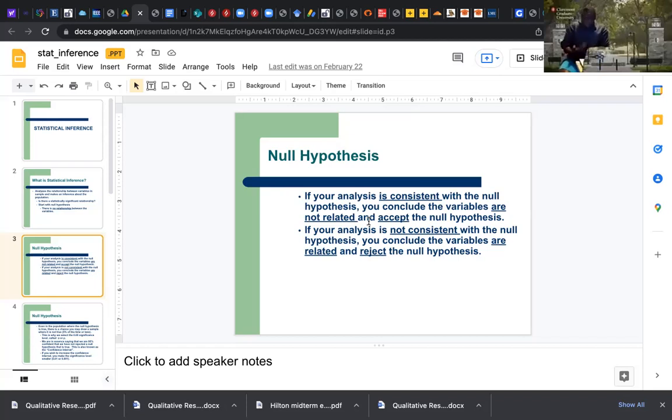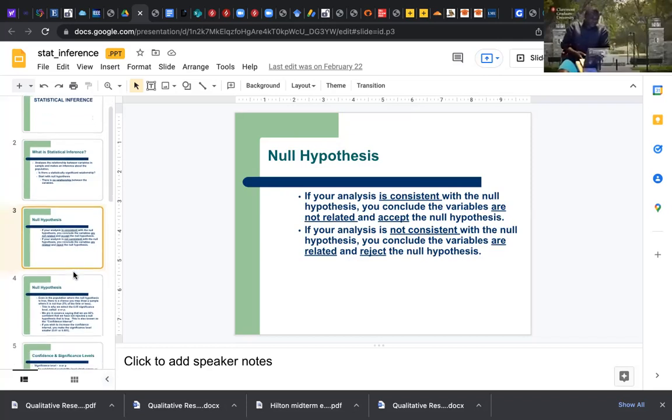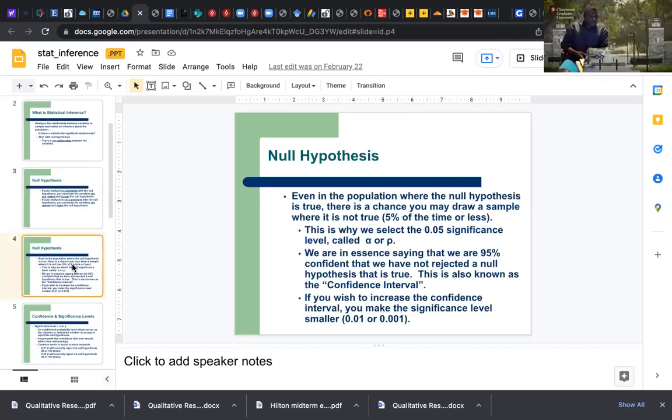So if your analysis is consistent with the null hypothesis, you conclude the variables are not related. And then you accept the null hypothesis, because there's no relationship. If it is not consistent with the null hypothesis, it means your data showed that there is a relationship, then you have to reject the null hypothesis because there is a relationship that exists. So your initial hypothesis was there is no relationship. Now you have seen there is a relationship.